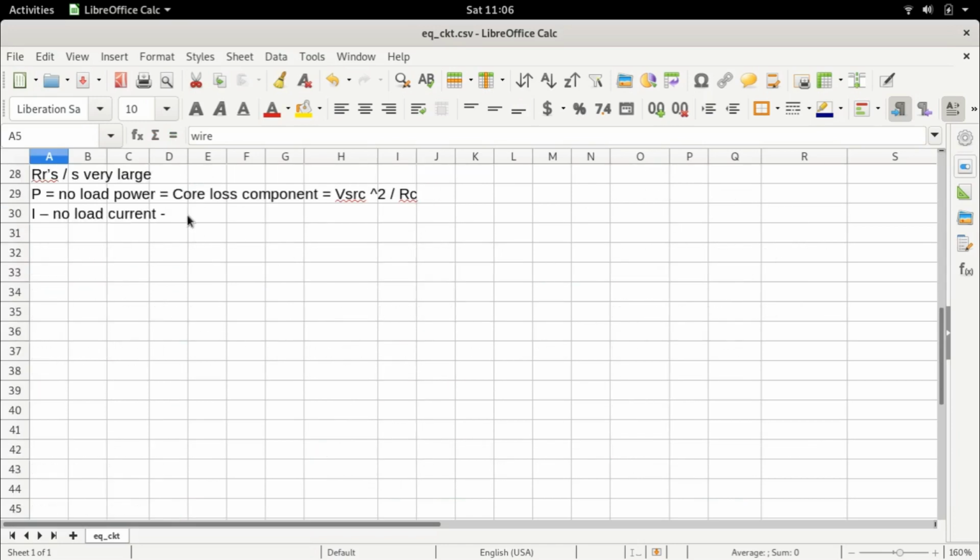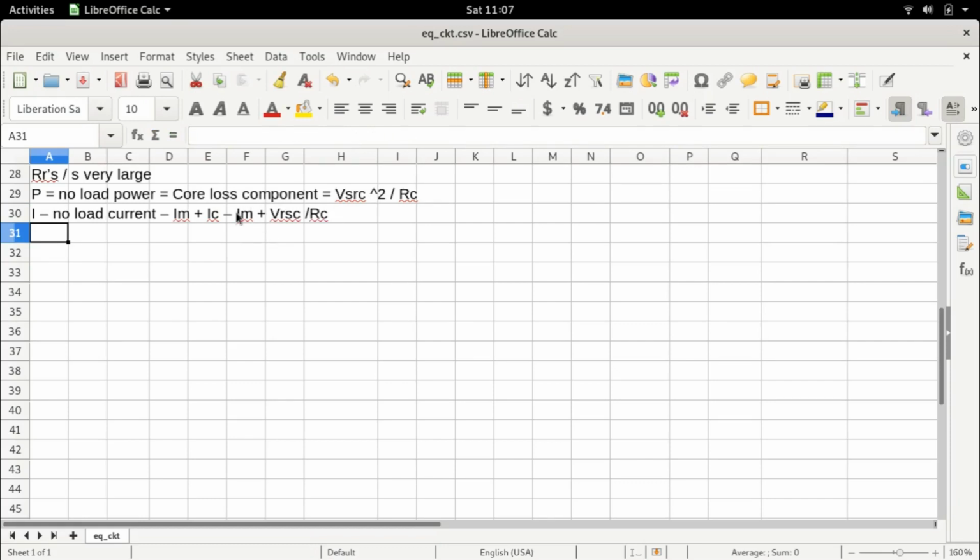And we can now say that this no load current is equal to IM plus IC, where we are saying that IM is the magnetizing current and IC is the core loss component. Now we already have measured RC, which is equal to VSRC squared divided by the core loss component. We just have to do plain arithmetic, take this RC to the other side. So I is equal to IM plus VSRC divided by RC.